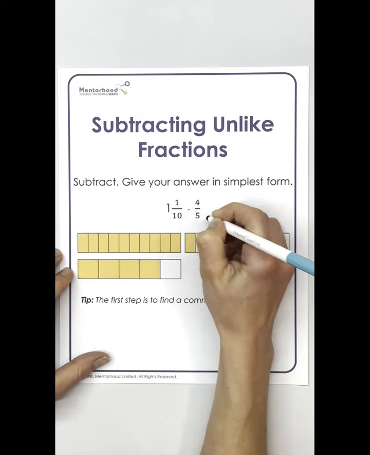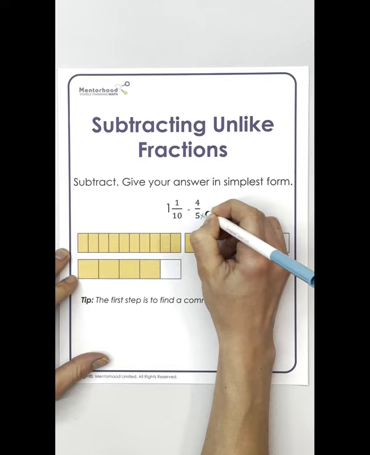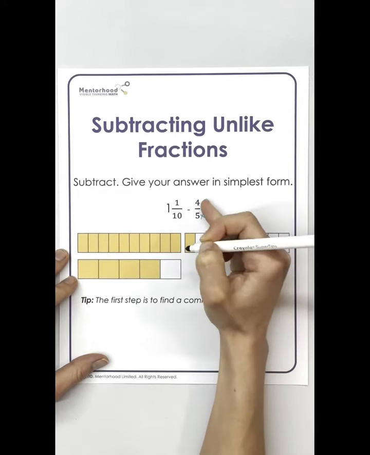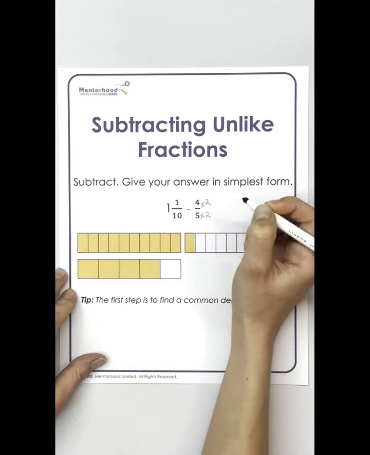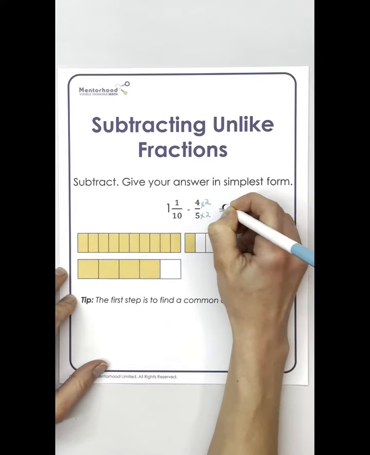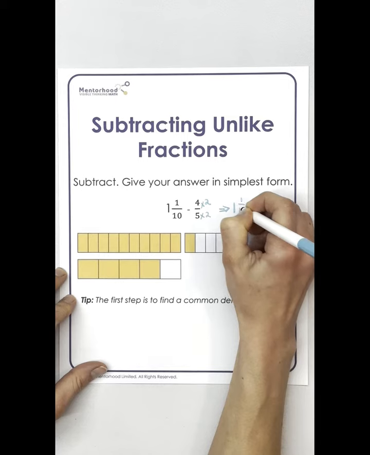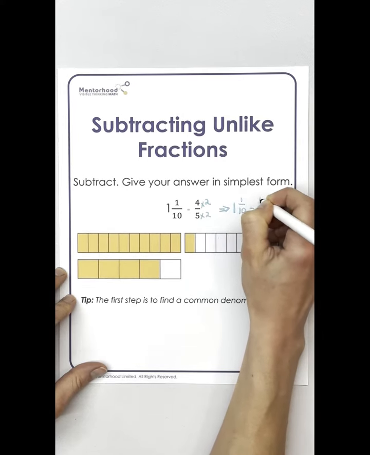This one, though, 5 times what equals 10? 5 times 2. Now, whatever I do to the bottom, I have to do the top. So 5 times 2, 4 times 2. Now, let's rewrite our question. So this now becomes 1 and 1/10 minus 8 over 10.